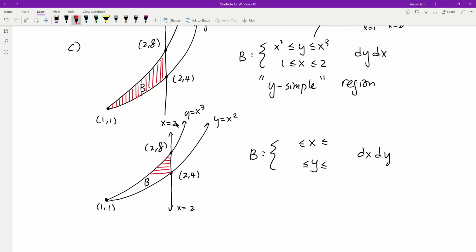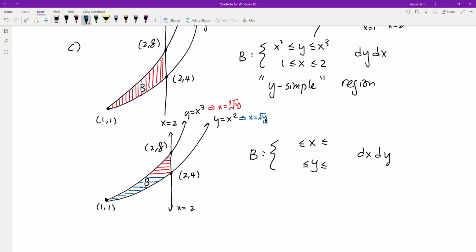All this red line gaps between x equal to 2 and the curve y equal to x to the third, or x equal to cube root of y. But as soon as I pass this point (2, 4), what happened? What happened is that now my line no longer gaps between x equal to 2, but instead it now gaps between the line x equal to cube root of y and x equal to square root of y.